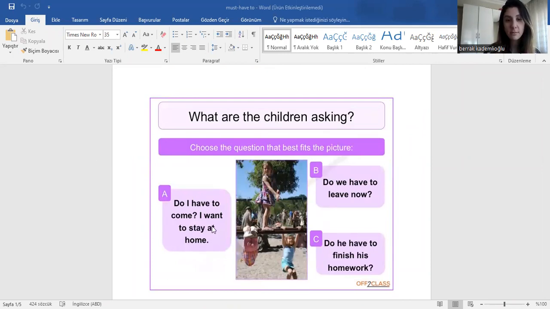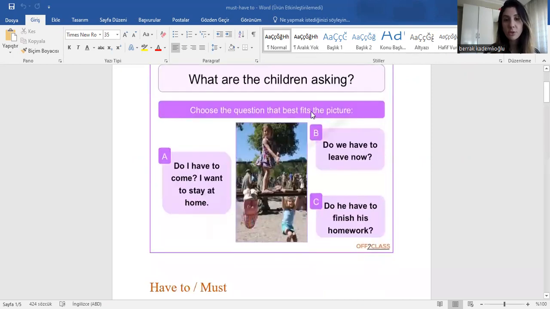Let's see the pictures. What are the children asking? Choose the question that best fits the picture. Okay, look at the picture, please. What do you guess? What are the children asking? I think they are in the park. I don't know, they are playing with each other.